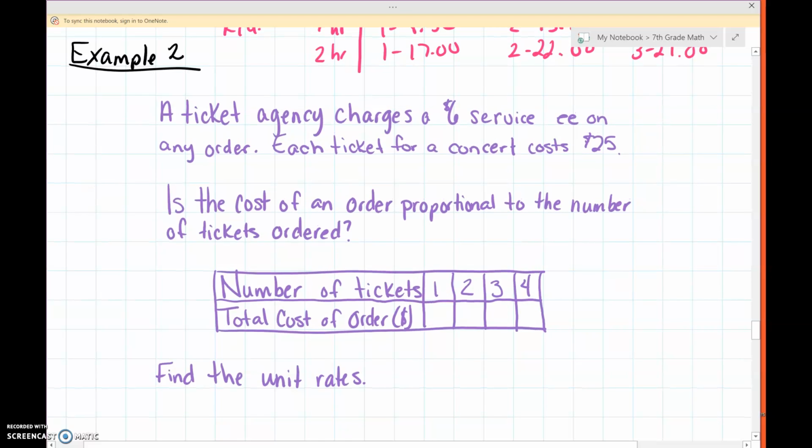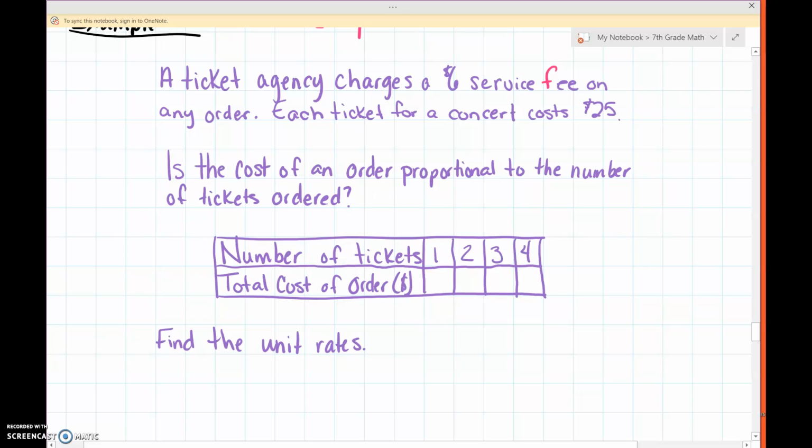Example number 2. A ticket agency charges a $6 service fee, there's an F there, on any order. Each ticket for a concert costs $25. Is the cost of an order proportional to the number of tickets ordered? So we know there's a $6 service fee and each ticket costs $25. So one ticket isn't going to cost me just $25 because I want to see the total order cost. It's going to be 25 plus 6, which is 31.